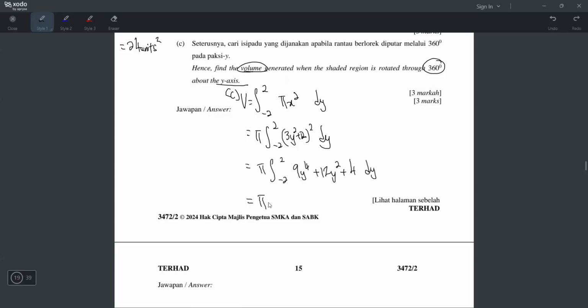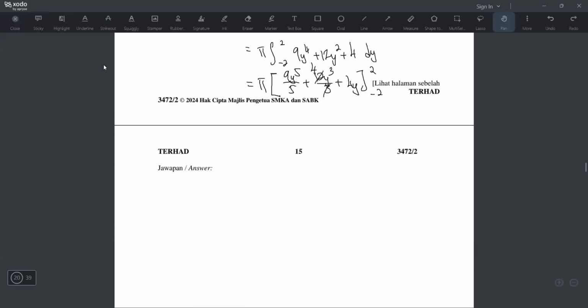Okay, now we start to integrate. When we integrate, we put a big bracket and the power has to plus 1. So 9y to the power of 5 divided by 5, plus, same thing, 12y to the power of 3 over 3. Integrate 4 is 4y because it's dy. And then close the bracket, negative 2 to 2. 12 and 3 can cancel, leaving 4. And now we can substitute.